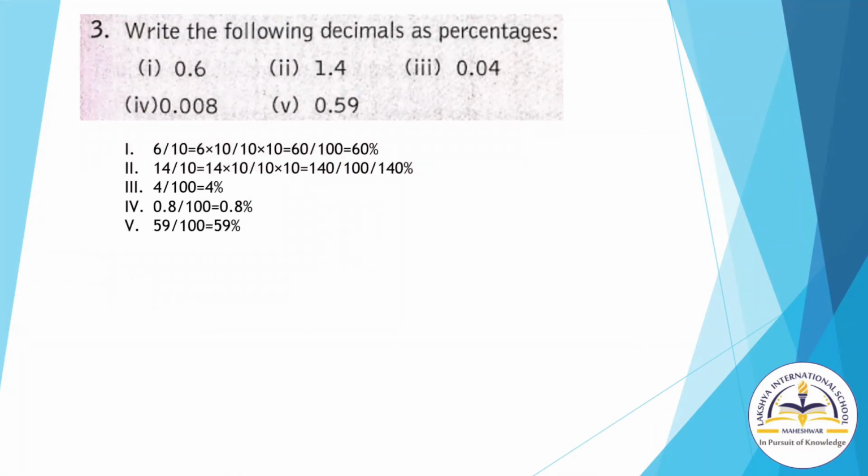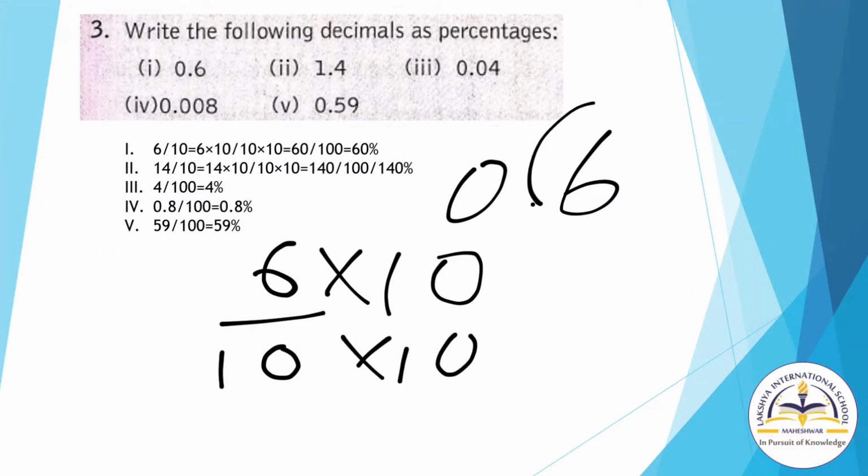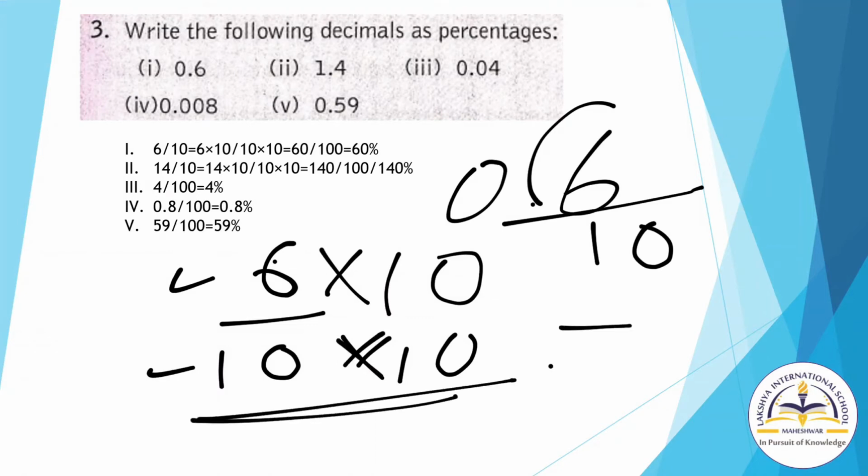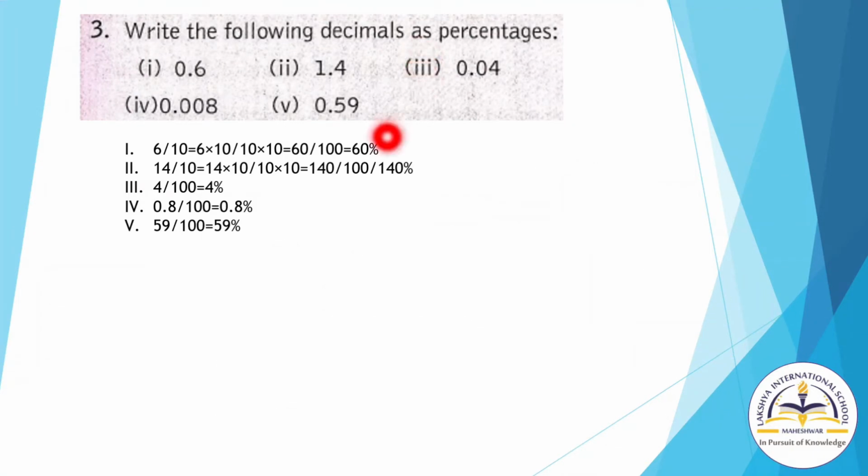Now question number 3, write the following decimals as percentage. Now 0.6. Now 6 into 10 divided by 10 into 10. When you remove the decimal, you will get 10. Now 6 by 10, you have to multiply with 10 to make the denominator 100, and numerator will be 6 into 10. 6 into 10 means 60. 60 by 100, it means 60%.